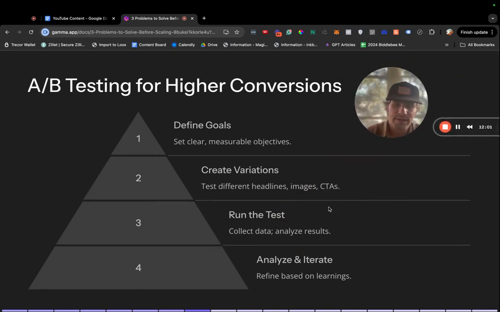If you're not familiar with A/B testing, all it is basically is creating a test of two different versions of a certain page on your website.